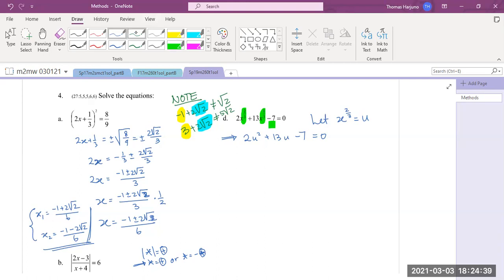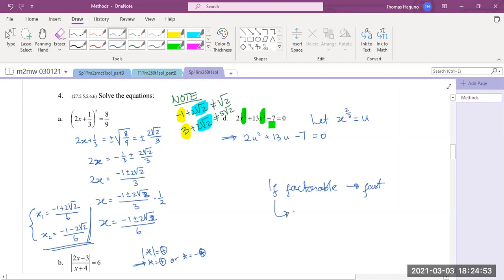Okay, the risk is this though, if it is factorable, then you can do it fast. Now, if you don't recognize that it's factorable and you actually do it with the quadratic formula, you will spend too much time.